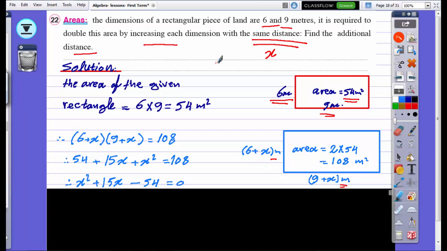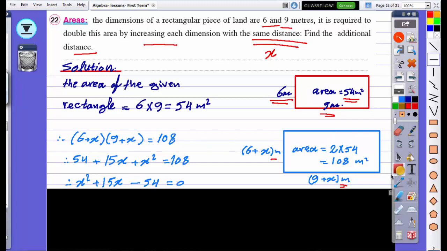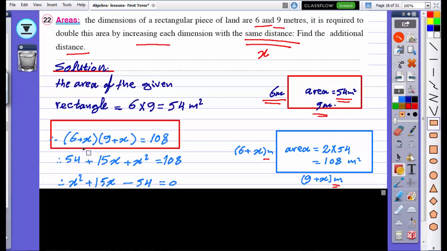It will double the given area. So it is equal to 2 multiply 54, which equals 108. The original area is 54. When you double it, you multiply it by 2. 2 multiply 54 equals 108. And now we have this equation: 6 plus x multiply 9 plus x equals 108.